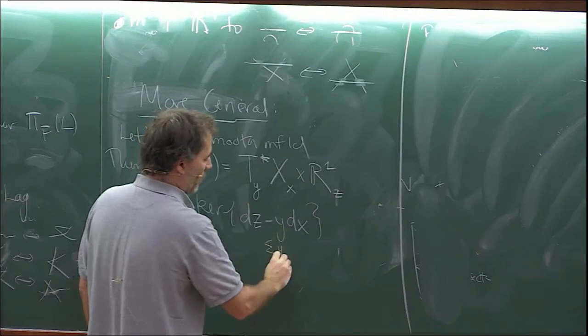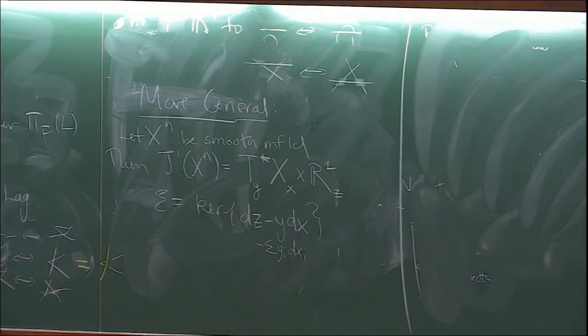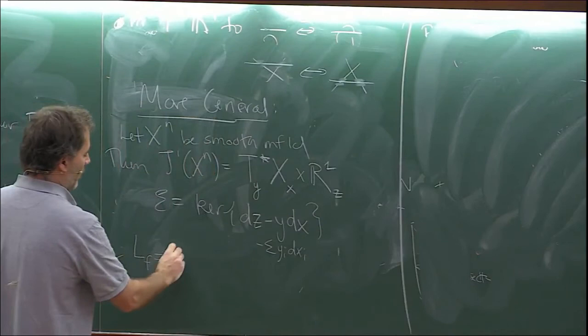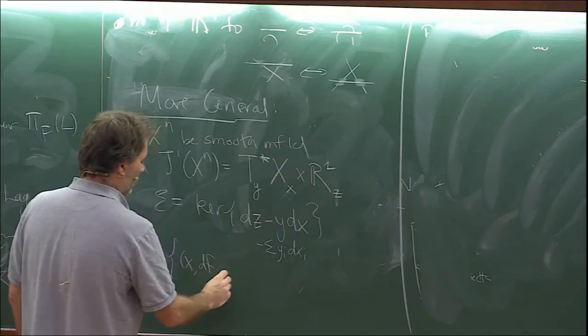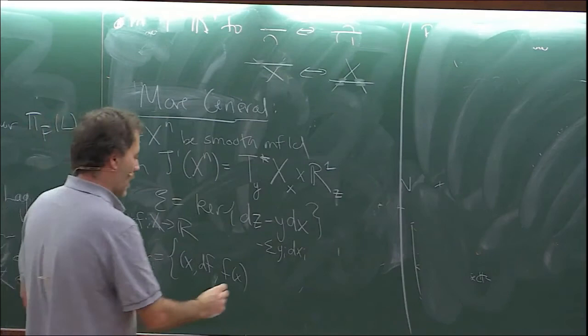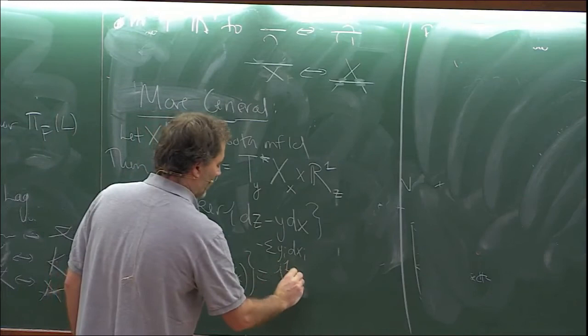Okay? And the reason it's called the one jet space is because if you take the manifold given by x, df, f of x for some smooth function f from X to R, a real-valued function on X, this is called the one jet of f, and it's Legendrian.